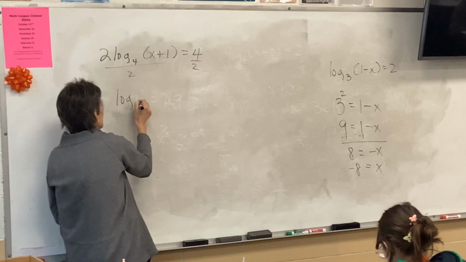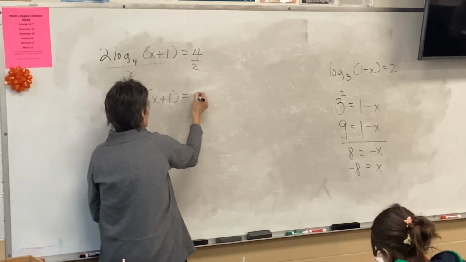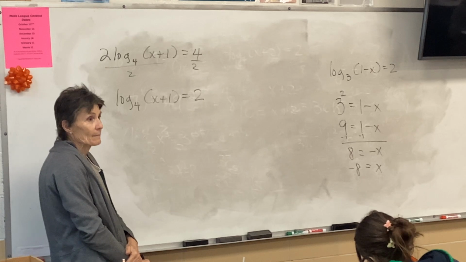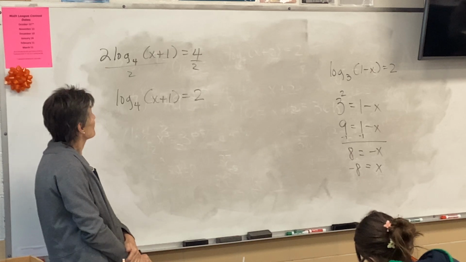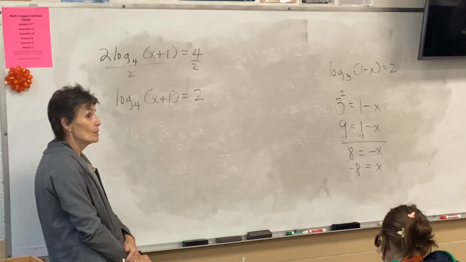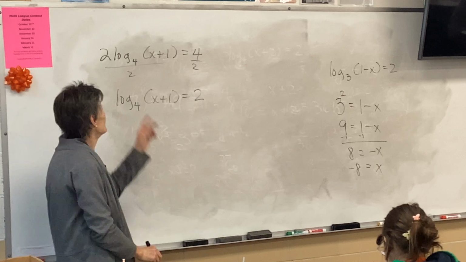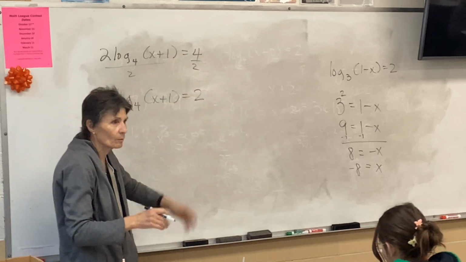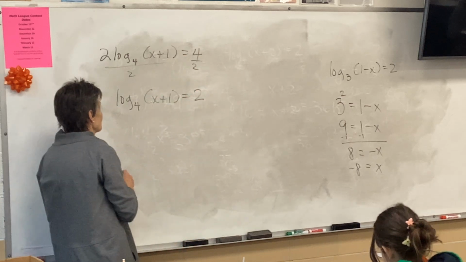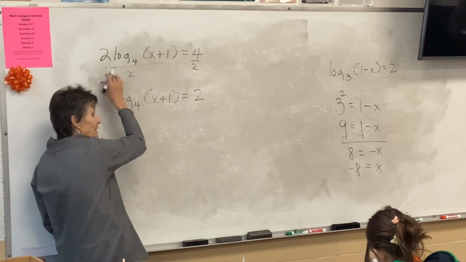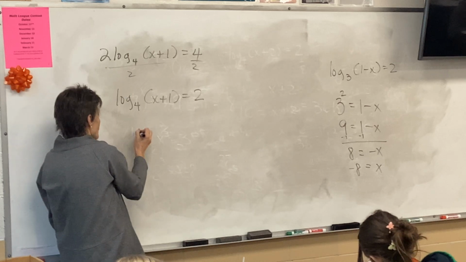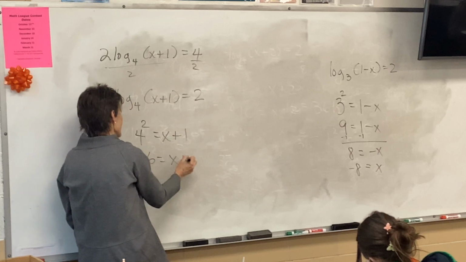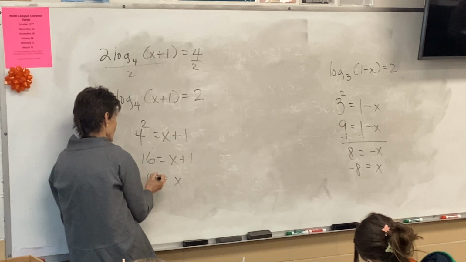So log base 4 of x plus 1 equals 2. Can you also just multiply the x plus 1 by 2? No, you can square it. The exponent, remember, is a power, but then I have to square root it, and I don't want to mess with that. So I always divide that out if I can. So 4 to the second equals x plus 1. Looks like x is going to equal 15.